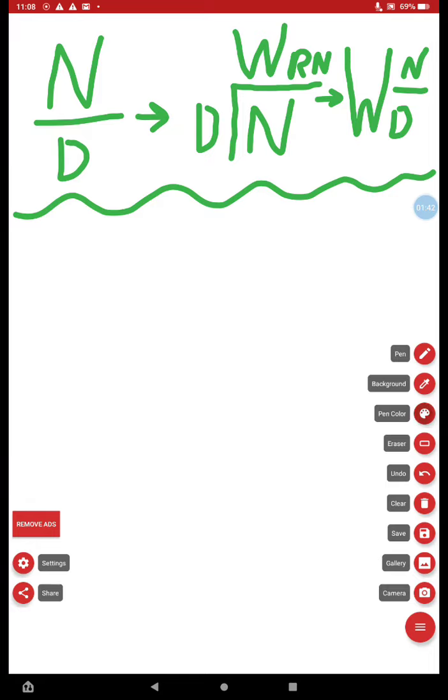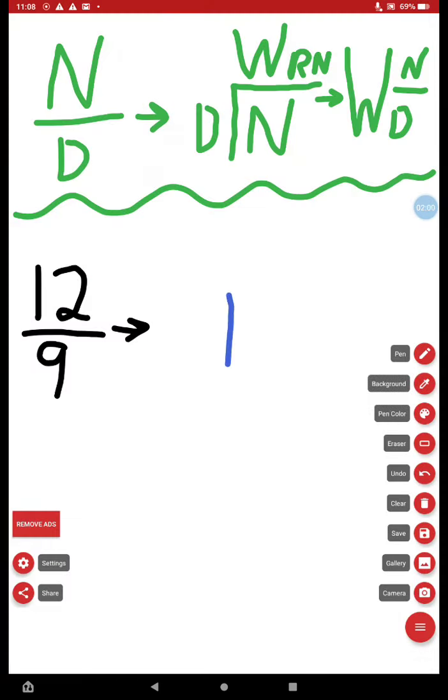So let's take a look at the first one. We've got 12 ninths. Now if I'm operating on 12 ninths, what I need to do is set up my division bar. What goes in the box? 12 does. What goes outside of the box? 9. Okay, what's 12 divided by 9? Don't think about it too hard. How many 9s fit inside of 12? Only 1 does.